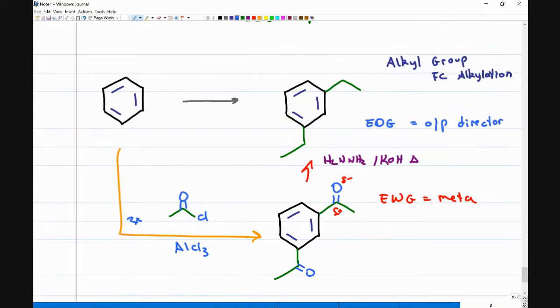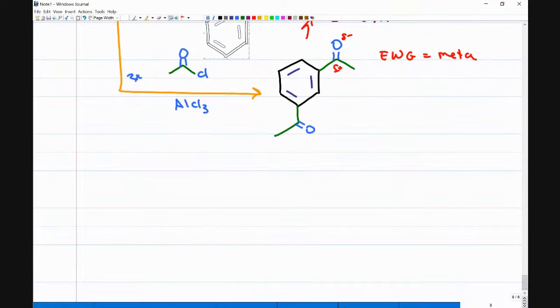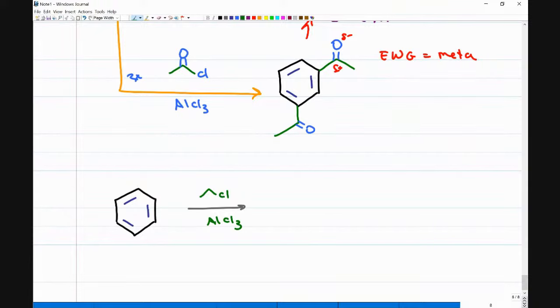If I went directly to the alkyl group, then here is what would have happened instead. If I had a benzene ring and I reacted it with the alkylation rather than the acylation reagents, so I had something like this with AlCl3, my first alkylation would give me what I want. Now this is a polyalkylation, meaning the reaction keeps going.